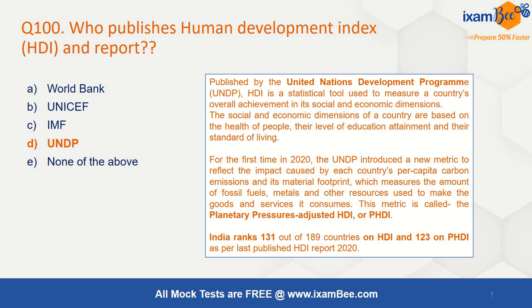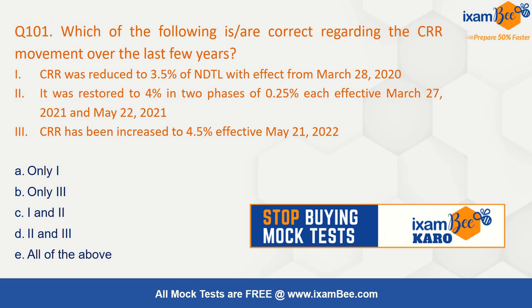As I said in the last video, HDI is one of the favorite topics for RBI, and in 2020, UNDP introduced a new metric to reflect the impact caused by each country's per capita carbon emissions. It is the planetary pressure adjusted HDI, which is called PHDI. India's rank is 131 out of 189 countries on HDI and 123 on PHDI.